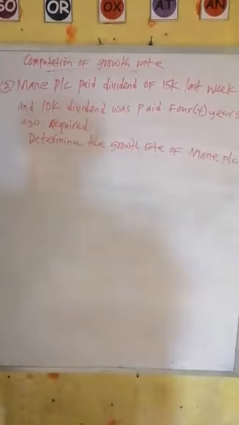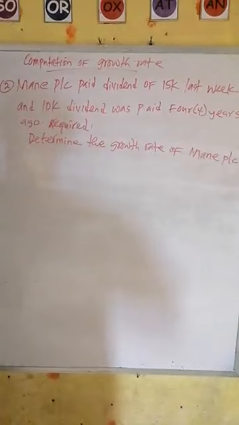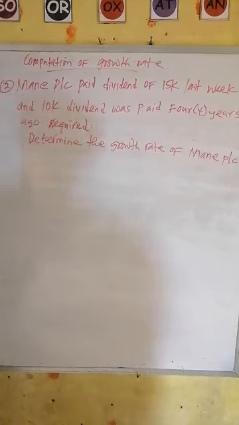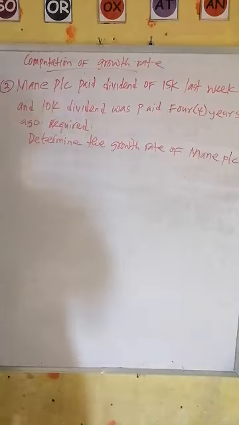Okay. Now, looking at this question on computation of growth rate, the question reads: Money PLC paid dividend of 15 kobo last week, and 10 kobo dividend was paid 4 years ago. Required: determine the growth rate of Money PLC. We have to determine the growth rate of Money PLC in this case.